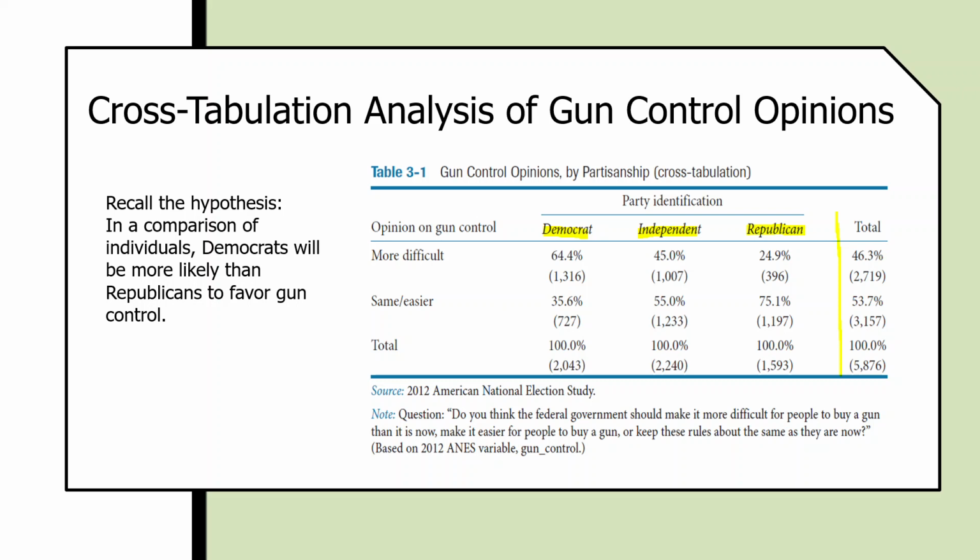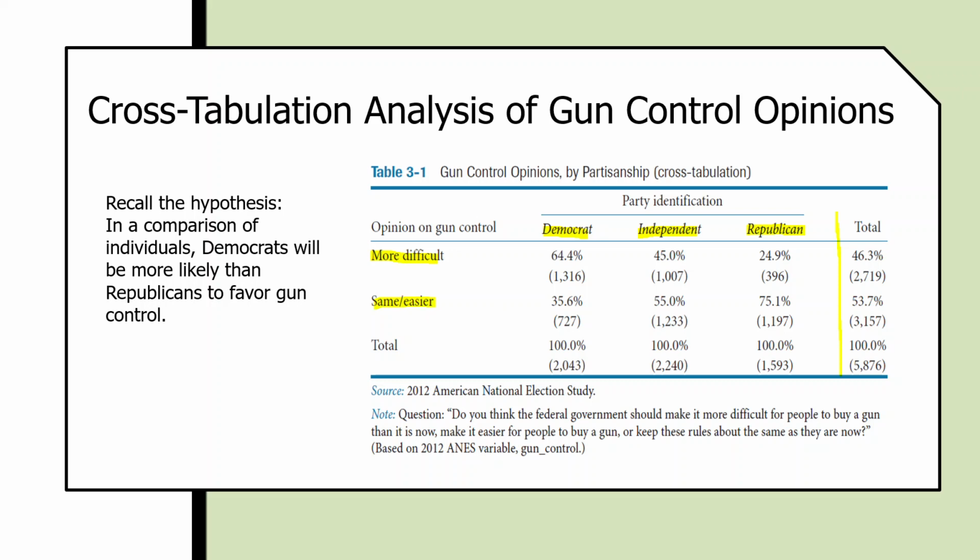Accordingly, the dependent variable is represented on the rows of the cross-tabulation. You see the values here: more difficult, same, and easier. So we would test the hypothesis in this case by comparing across partisan groups on the more difficult row, or we could compare across partisan groups in the same or easier row.